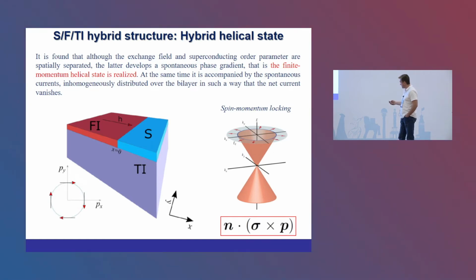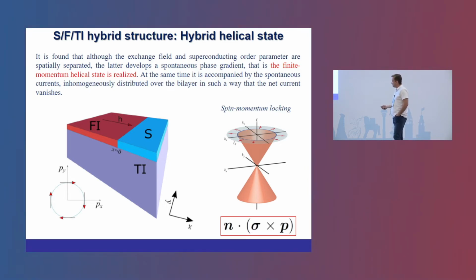What will be our system? Why do I call it a hybrid helical state? Because in our case there is a spatial separation of ferromagnetic order and superconducting order. And still we have a helical state.